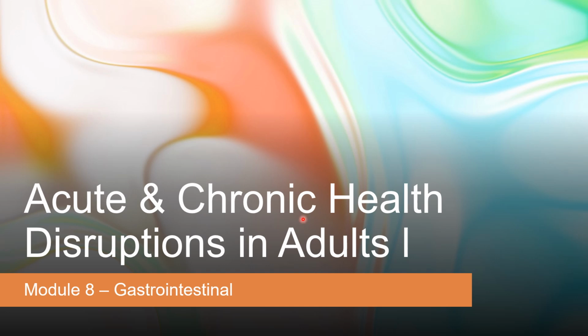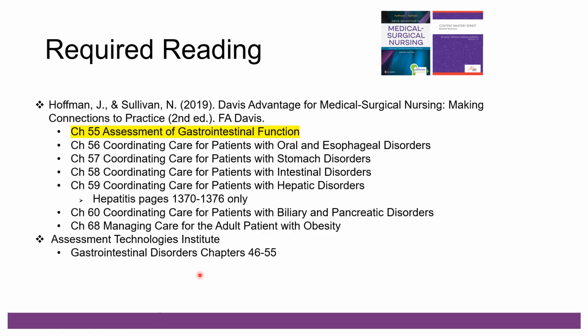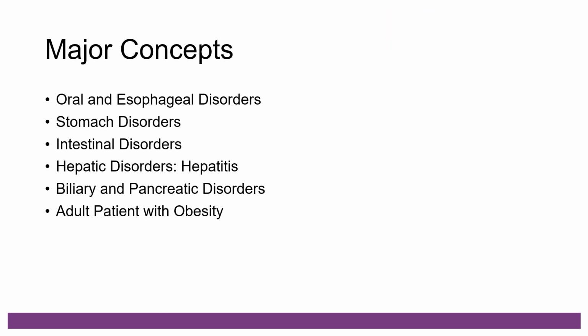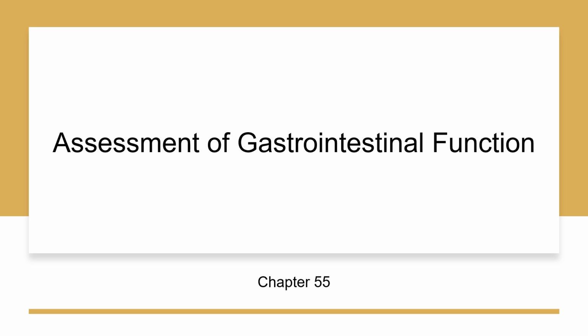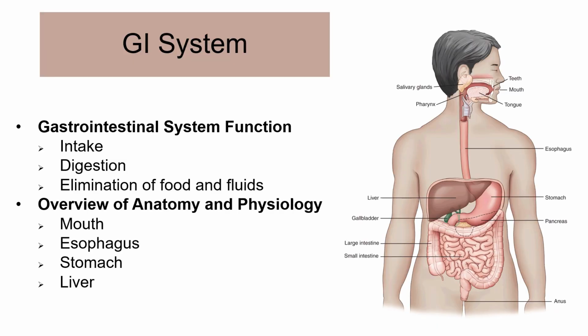Module 8, Gastrointestinal. This recording will cover Chapter 55, Assessment of Gastrointestinal Function. Let's get started. We're going to start with a brief overview of our GI system. This should be a review for you because all of you have taken anatomy and physiology as well as health assessment. The three main functions of our GI system are intake, digestion, and elimination of food and fluids.